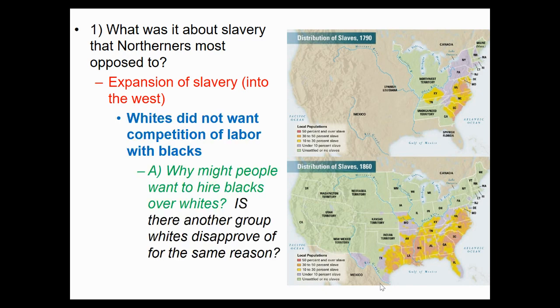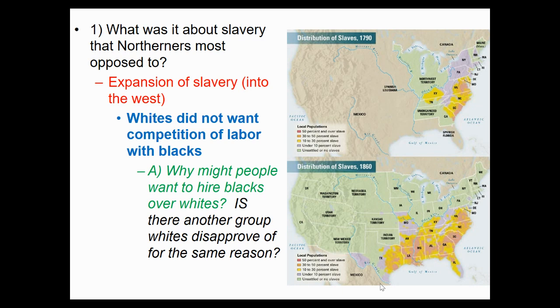And a reason why Americans are against slavery in the West is not so much racism, it was that whites did not want competition of labor with blacks. Why might people want to hire black people over white people? I mean, if you think about it, if America has levels of racism, wouldn't people be more in favor of hiring white people over black people? Why would white people be afraid of black competition? Stop and think about that.